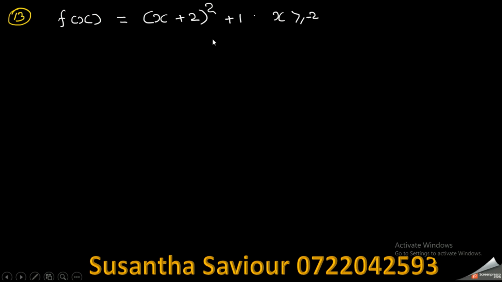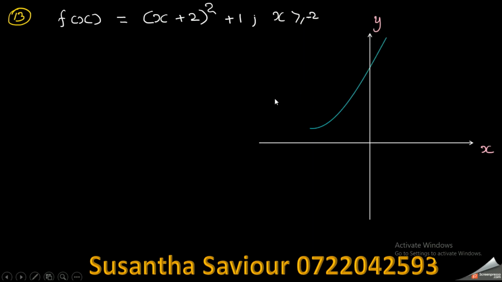Now look at this. f(x) equals (x plus 2) squared plus 1, where x is greater than or equal to minus 2, right? This is again a restricted domain, therefore it is one to one. Only this one side of the graph is taken. We will look at the graph. Minus 2, 1 is the minimum point, and it is going like this, right?